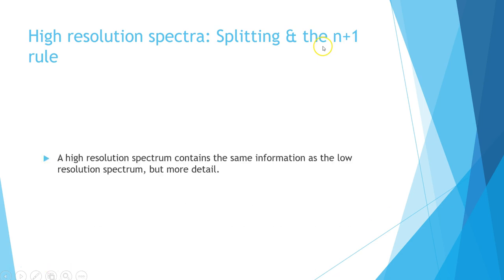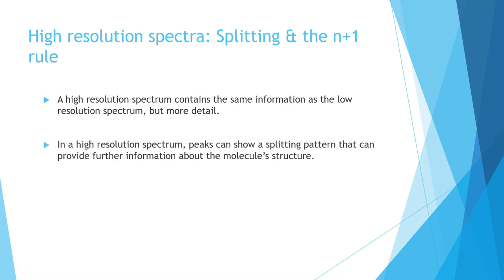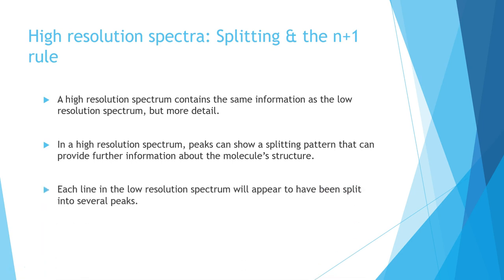call the N+1 rule. So essentially a high resolution NMR spectrum contains the same information as a low res spectrum, but it gives us a higher detail, sort of like taking a picture with a higher megapixel camera. All the same information is there, but we can get a bit more and we can see a bit more. So in this case, the peaks start to show a splitting pattern that provides us extra information. In this case, it provides us information about how the molecules are actually connected and what protons are near each other.